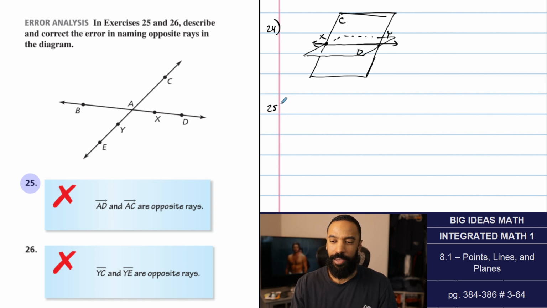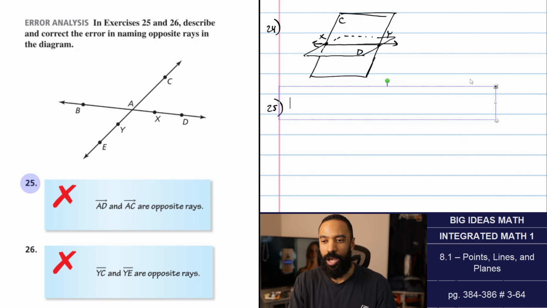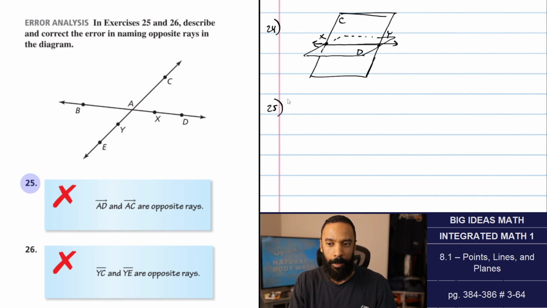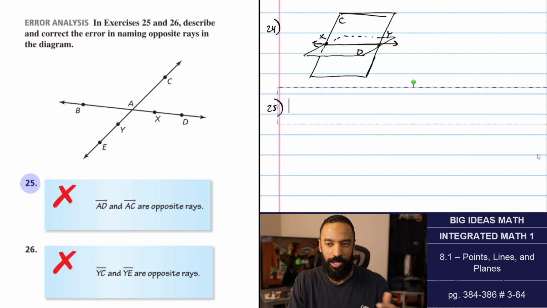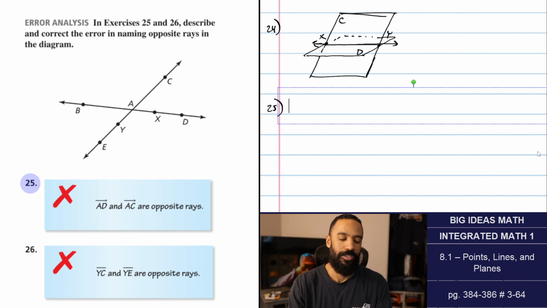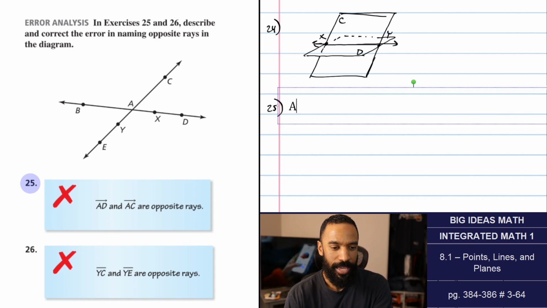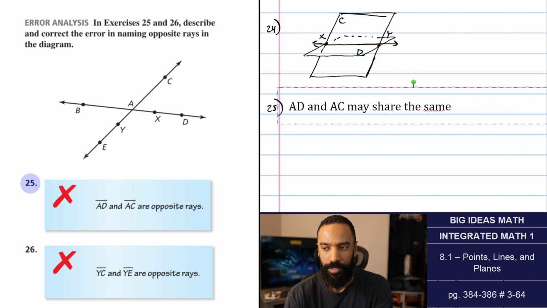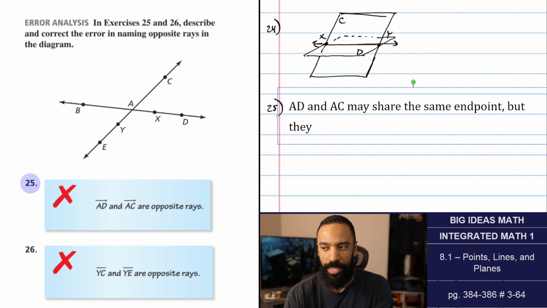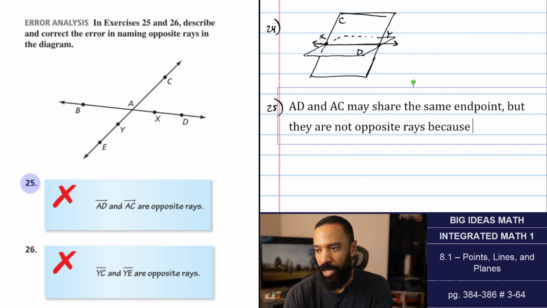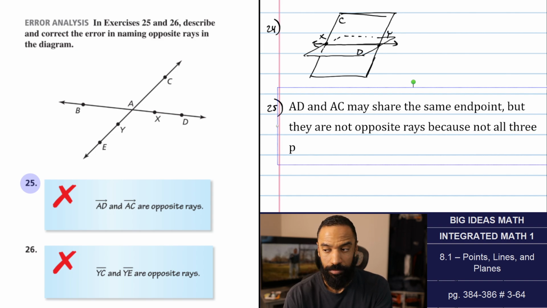So for number 25, now my problem with geometry, now that I'm remembering, is that I'm going to type some stuff out, but I can't put the symbols above, so I have to put them in after. So you have to be patient with me on that. AD and AC may share the same endpoint, but they are not opposite rays because not all 3 points are collinear and going opposite directions.